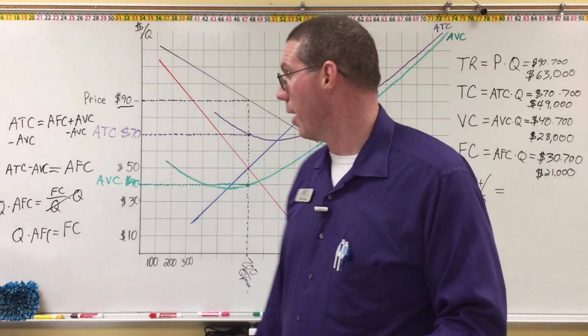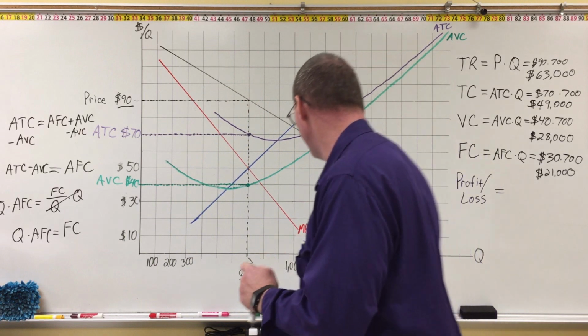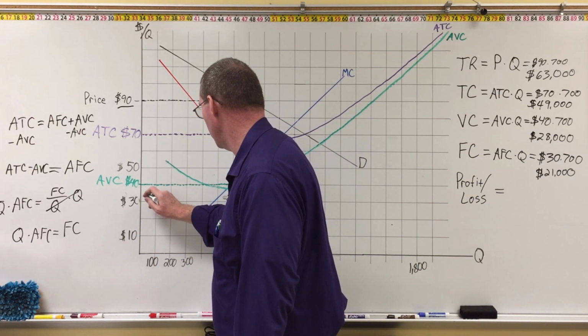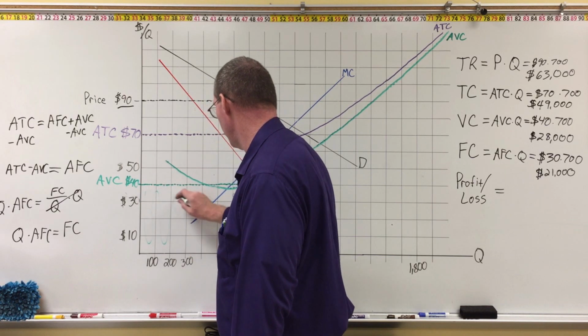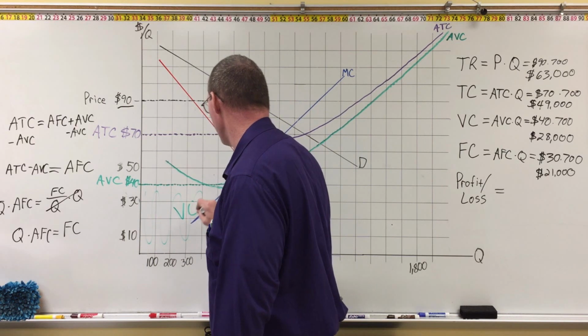Okay? All right. Last thing we're going to try and identify here is we're going to identify the profit of the company. Okay? Let me go ahead and put some stuff in here that I think will make you feel better. That this little rectangle right here, this rectangle is the variable cost rectangle.